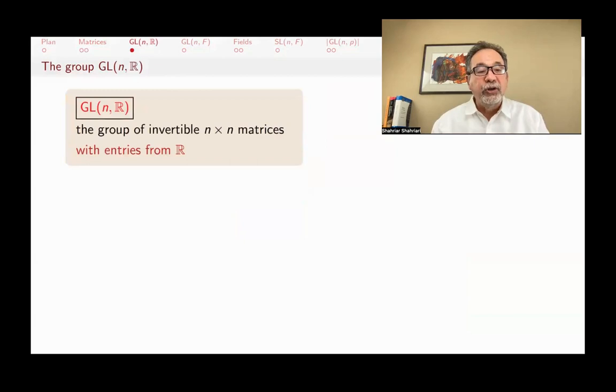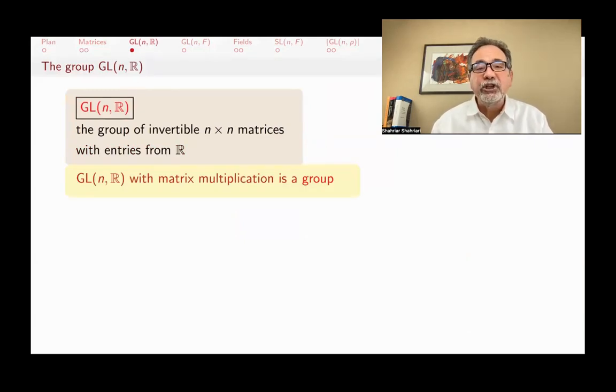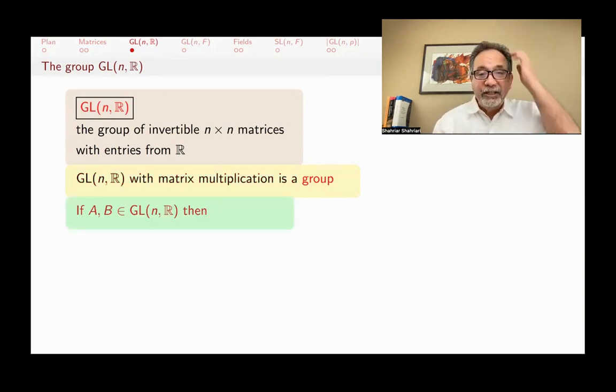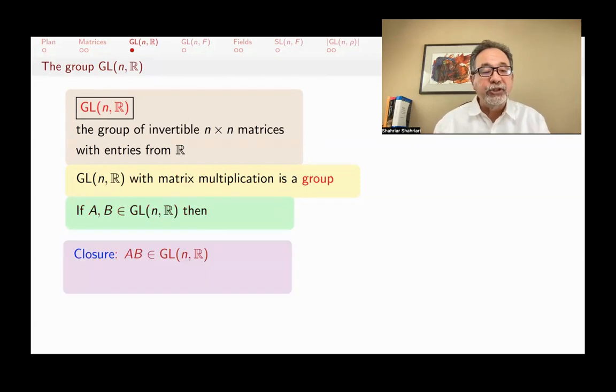The entries are real numbers. GL_n(R) with matrix multiplication is a group. It's one of the examples we can think about when we're thinking about group theory. What does it mean to say that it's a group? If we have two invertible matrices, then the product will also be in GL_n(R).